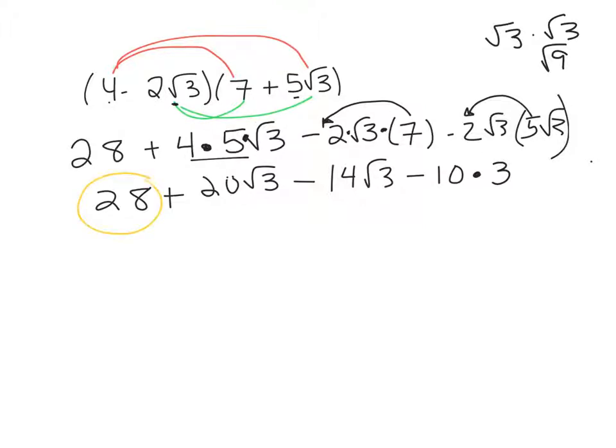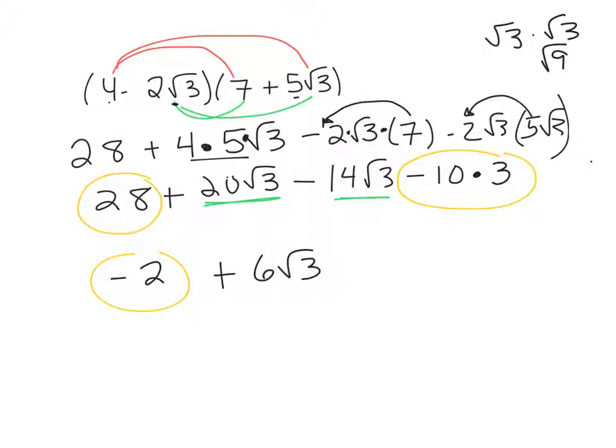So I have 28 minus 30. That gives me negative 2. And now let's look at our square roots of 3. I have 20 of them. I'm subtracting 14 of them. So that gives me 6 of these square roots of 3. And that's my final answer, negative 2 plus 6 square root of 3.